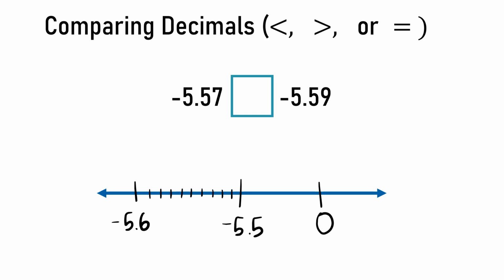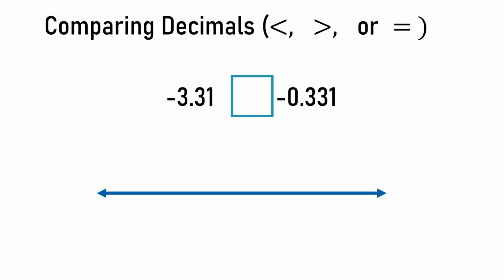And when I'm counting up here, let me switch to my laser. I'm going negative 5.5, negative 5.51, negative 5.52, negative 5.53, negative 5.54, negative 5.55, negative 5.56, and negative 5.57. And then continuing over, negative 5.58, negative 5.59. Now it's easy to see which one is closest to 0. Negative 5.57 is closest to 0, so it is greater, so we're going to open the little mouth towards the number negative 5.57. It's still pretty standard practice, I think, to teach kids the little alligator method, where the alligator wants to eat the larger number.